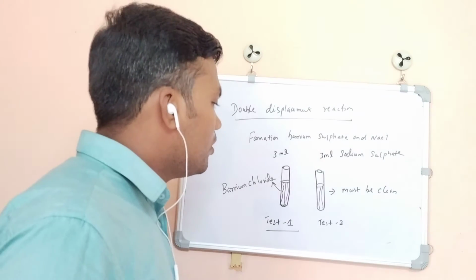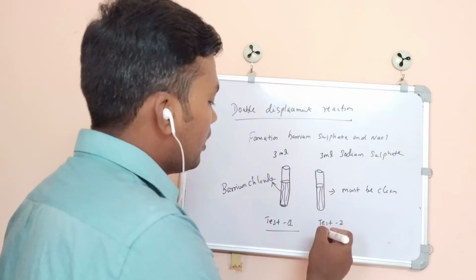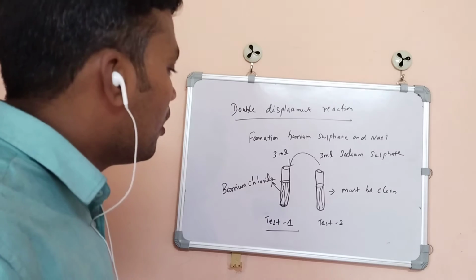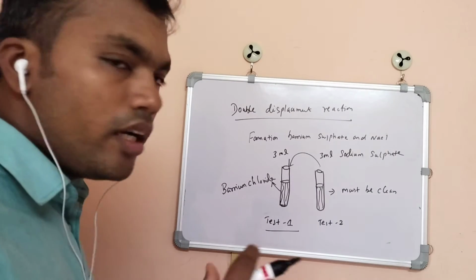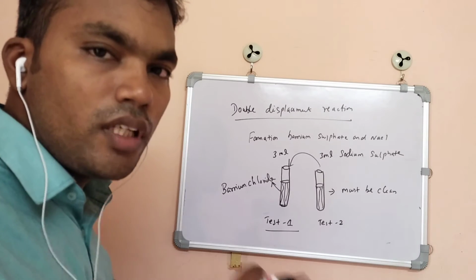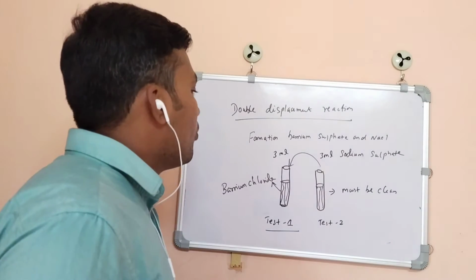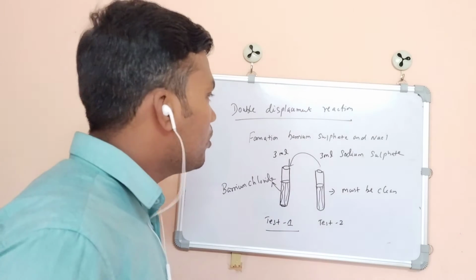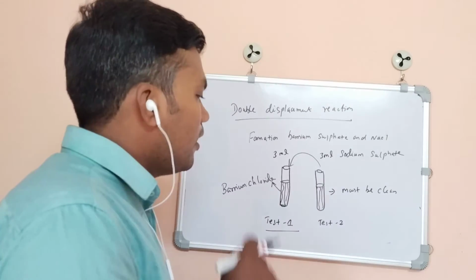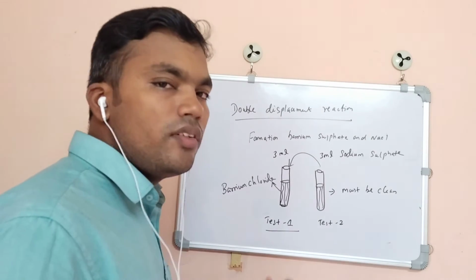Now what you have to do is mix this solution into test tube 1. After mixing these two solutions, what have you observed? Kindly note down the experiment observation result in your notebook. Formation of barium sulfate and sodium chloride is the example of double displacement reaction.